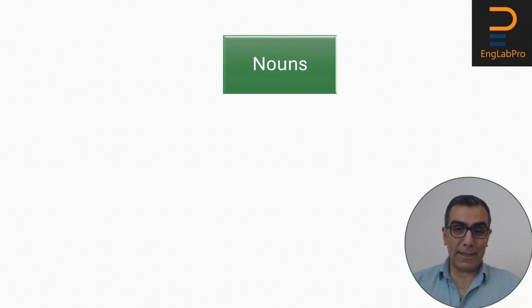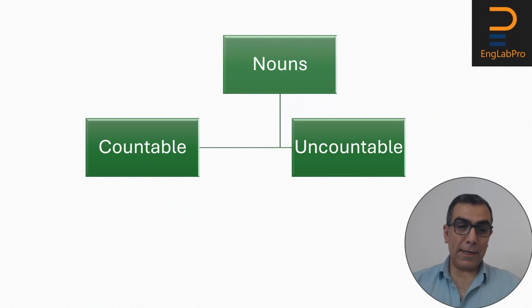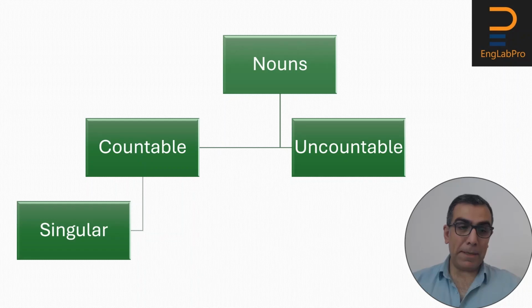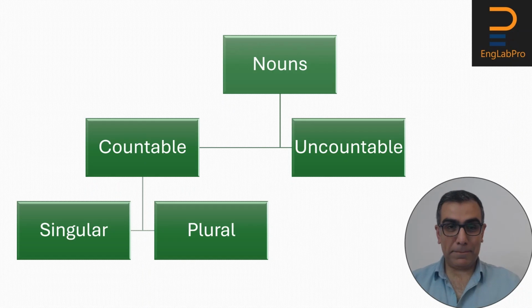Nouns are basically divided into two groups of countable and uncountable nouns. When a noun is countable, it can be either singular or plural. Now let's see how this affects the way articles are used.